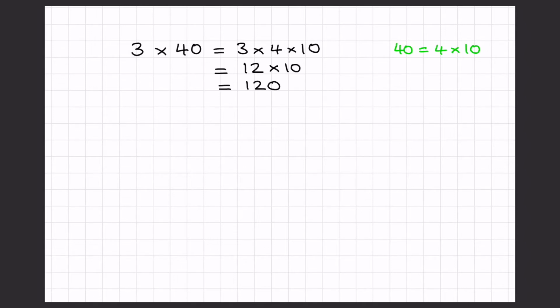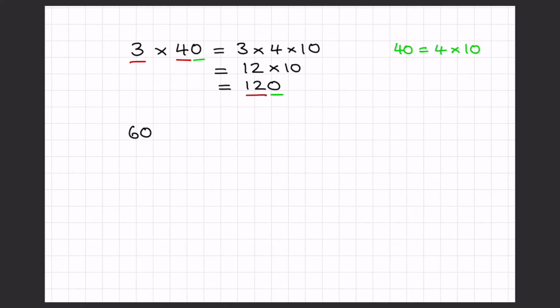Now, if we look at the original question, which was 3 multiplied by 40, we can see that the 3 multiplied by 4, I'll underline the 3 and I'll underline the 4, we know that that's 12, and we can see the 12 in our answer. And then, because we were multiplying by 10, we had 4 lots of 10, remember, so we have to multiply by 10. And of course, that's represented by the naught, and we see that naught in our answer.